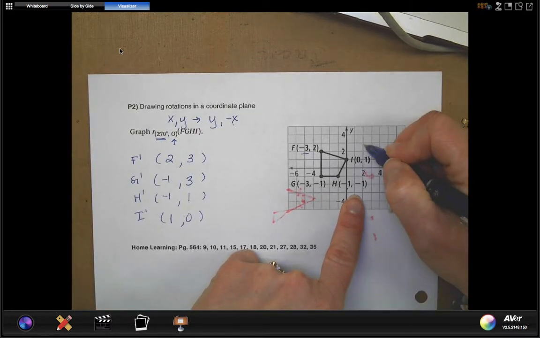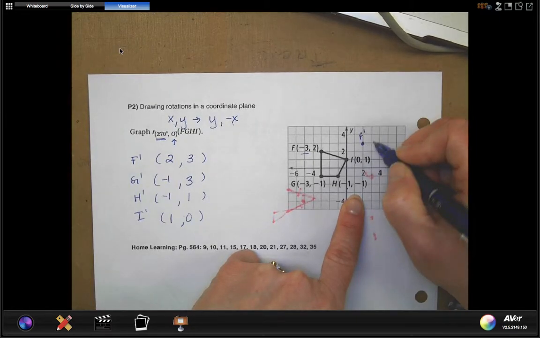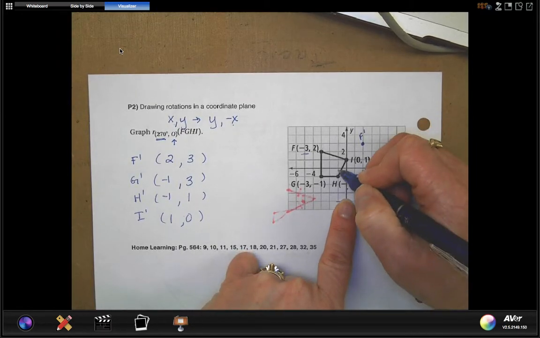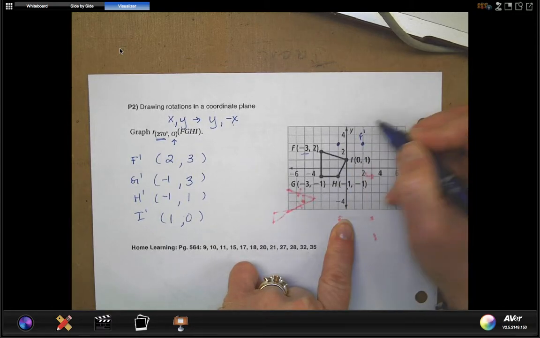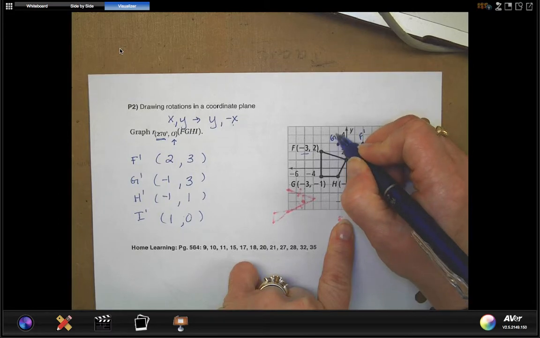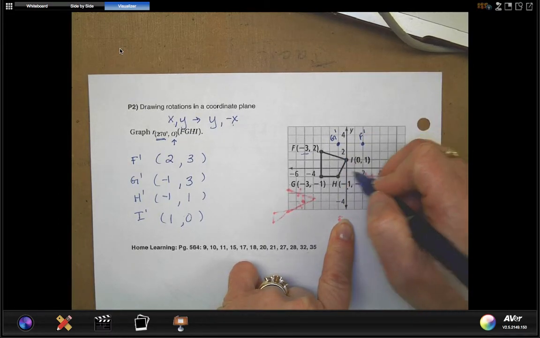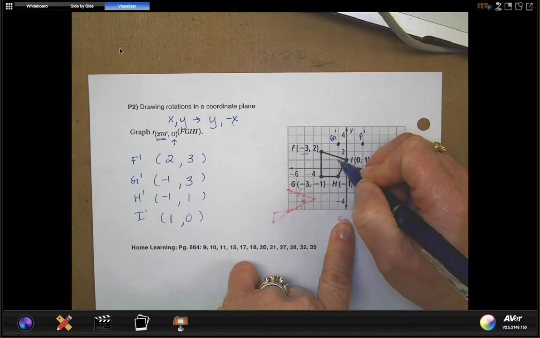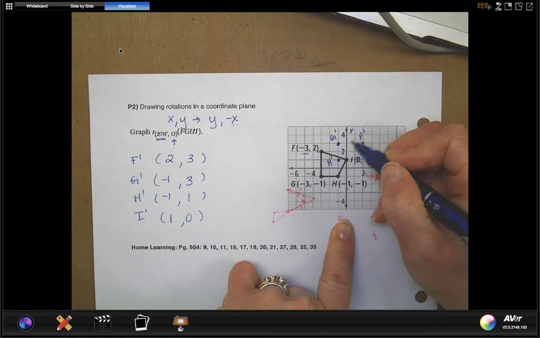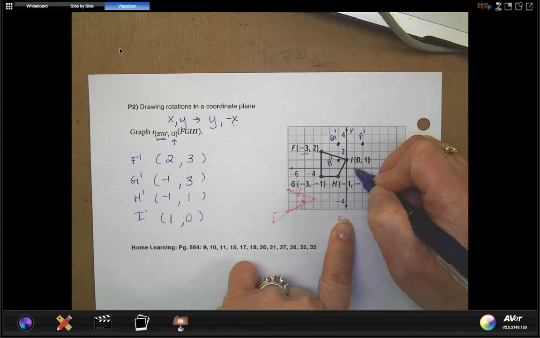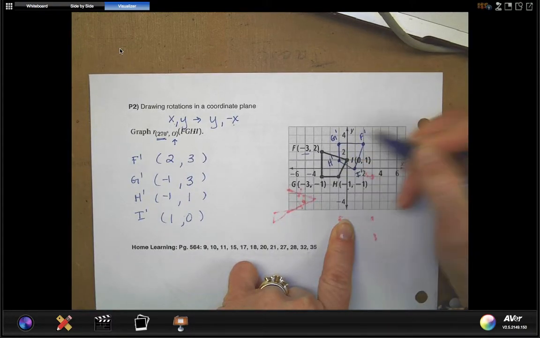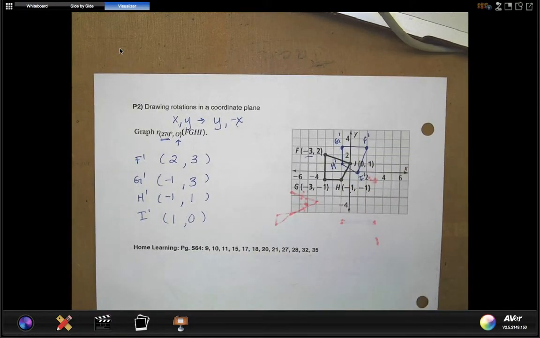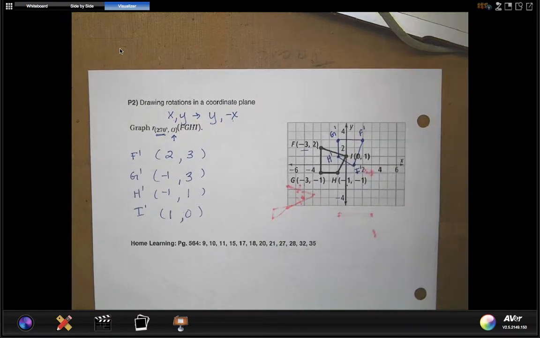Then over here, I would graph them. You can have overlap with these rotations. And there it is. That is that for this section.